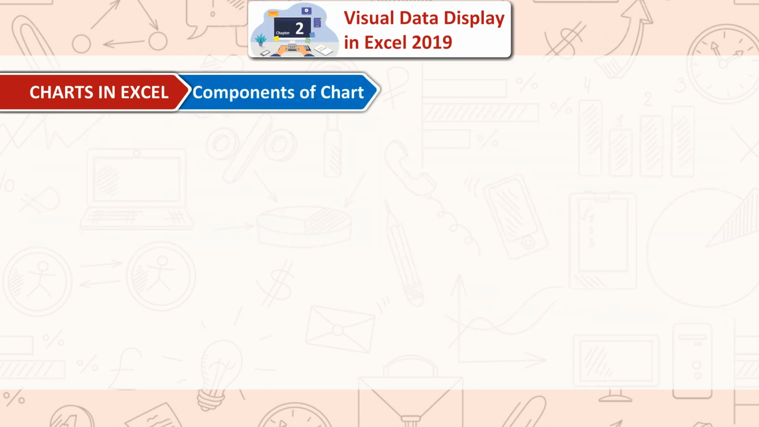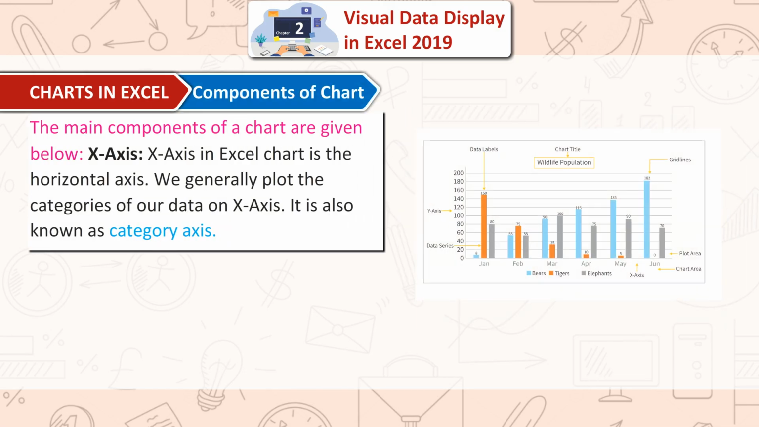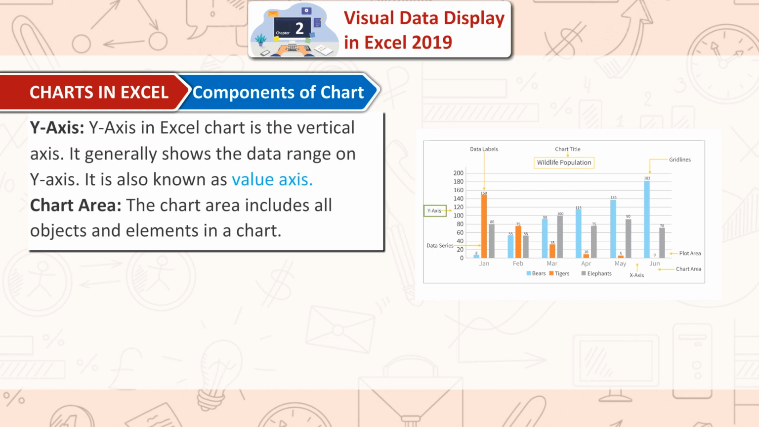Components of chart. The main components of a chart are given below. X-axis. X-axis in Excel chart is the horizontal axis. We generally plot the categories of our data on X-axis. It is also known as category axis. Y-axis. Y-axis in Excel chart is the vertical axis. It generally shows the data range on Y-axis. It is also known as value axis.